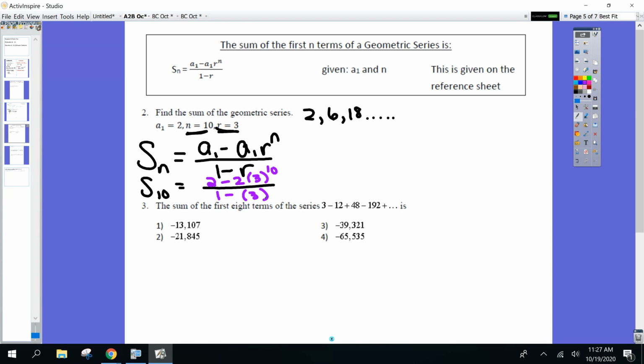Do you all have fraction templates? Do it all at the same time. Don't do it piece by piece. That's where you're going to go wrong. I guarantee it. Just put it all in at the same time. You should end up getting 59,048. If you don't, let me know right now. If you can't get that, let me know. So that's the sum of the first 10 terms of that geometric sequence.